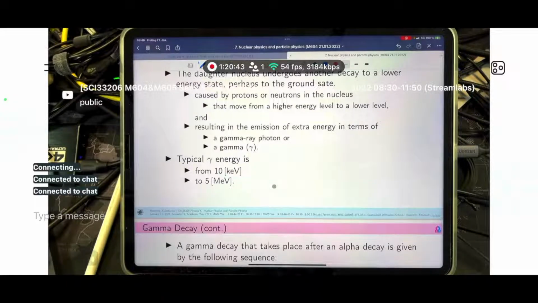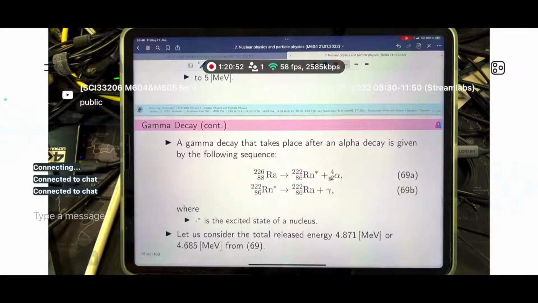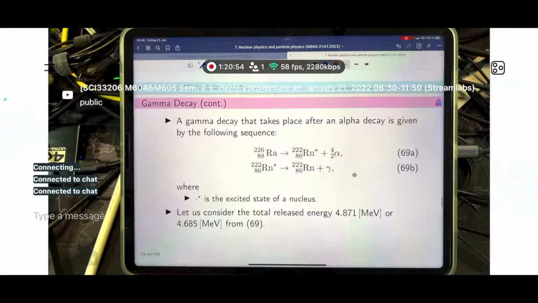Mega electron volt is quite high, and gamma decay will take place after alpha decay or even beta decay. It depends. For example, in the radium 226 process, we got radon 222, right? And 86, that's the number of protons, because we throw away 2 protons in terms of the alpha particle. But the radon nucleus may not stay at the ground state immediately. It is denoted by this star notation.